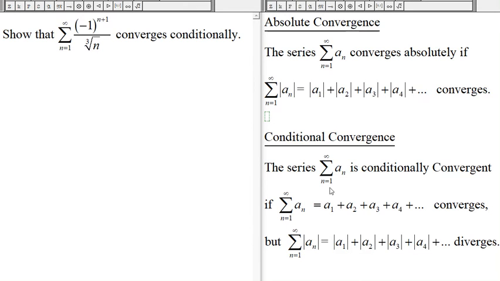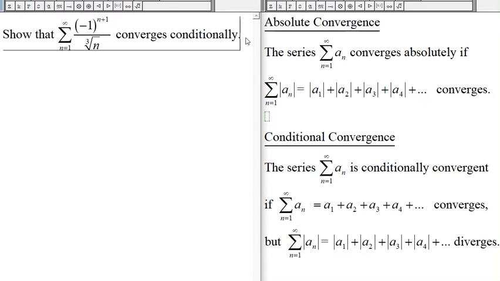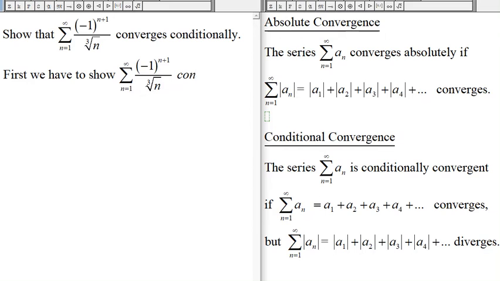And so what it says is that a series is conditionally convergent if this series converges, and then if we put absolute value around this and it diverges, then we say that the series converges conditionally. And so first we have to show that this right here converges.